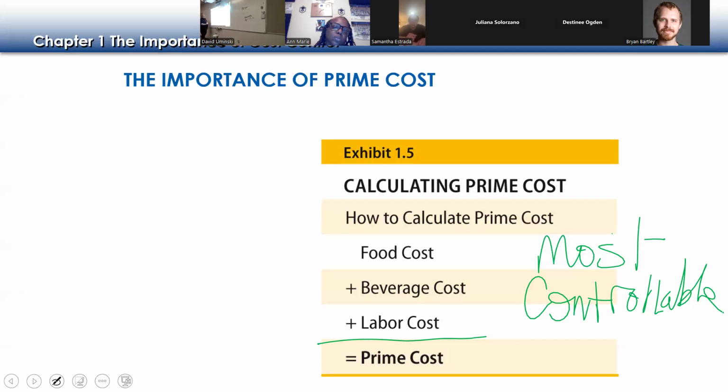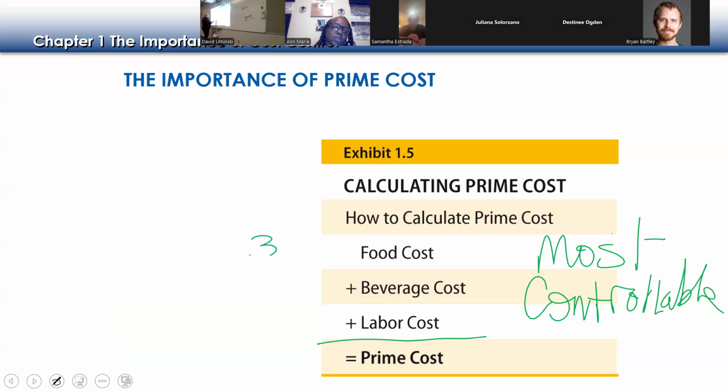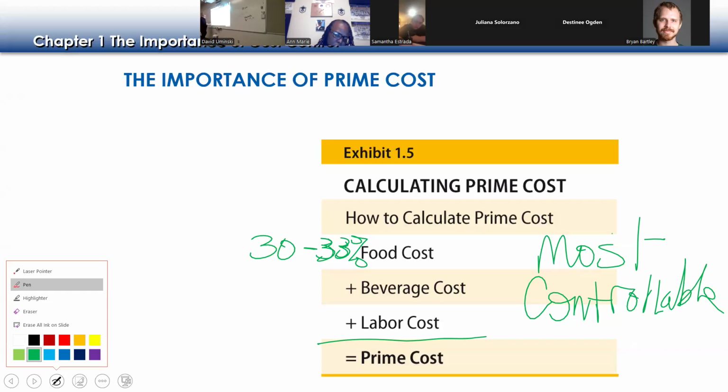So let's take a look at this. Our food cost ranges on industry average between 30 to 33%. Now, if you're a steakhouse, you have higher cost proteins, so you're going to have a higher food cost. If you're a breakfast place serving pancakes and waffles, which are really inexpensive to make, you may have a lower food cost. But the industry average is about 30 to 33%.